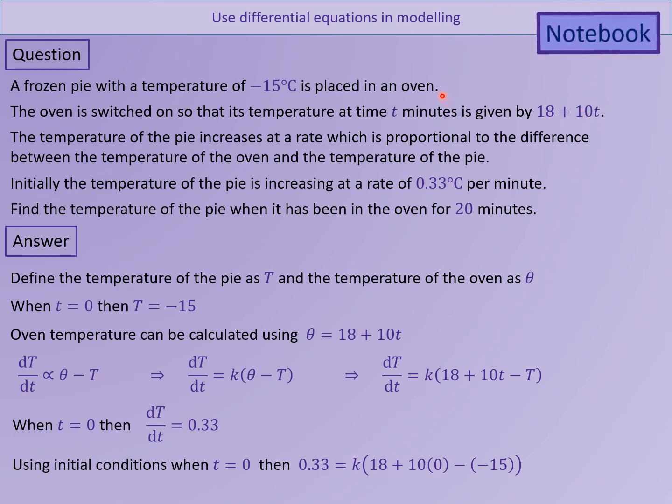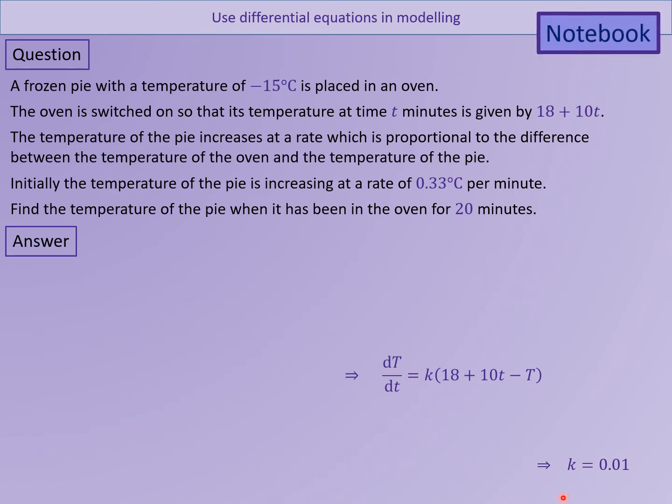All right, so those two lines are what I'm using there. When t equals naught, I've got a temperature and I've got a rate of change. So I get a k value of 0.01. So what I can do now is forget all the other information. Let's just get our differential equation here and our k value here and put those together. All right, I've done all the hard work now. So I'll put those together and it leads to my differential equation of dT over dt, the change in temperature over change in time, equals 0.01 lots of 18 plus 10t minus T.